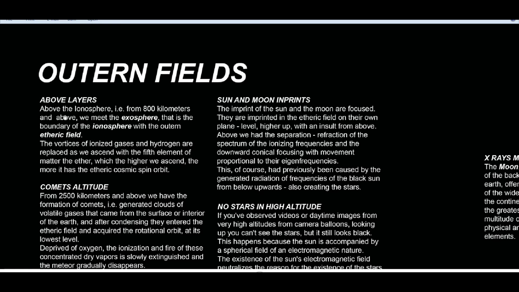Above layers. Above the ionosphere, from 800 kilometers and above, which is a high distance because NASA said we cannot leave low Earth orbit, which is approximately 100 and so kilometers. So we meet the exosphere, that is the boundary of the ionosphere with the outer etheric field. The vortices of ionized gases, very important, ionized gases and hydrogen are replaced as we ascend with the fifth element of matter, which is the ether, which until the 1920s was science. The higher we ascend, the more it has the etheric cosmic spin orbit.